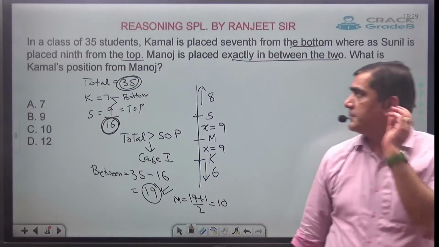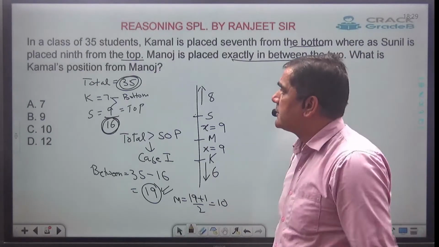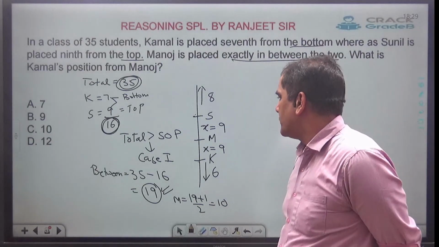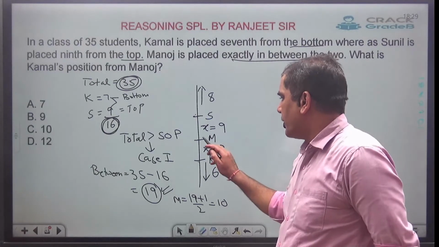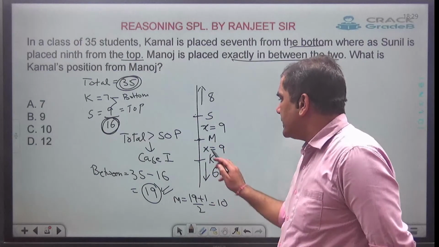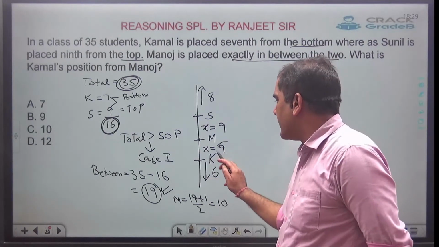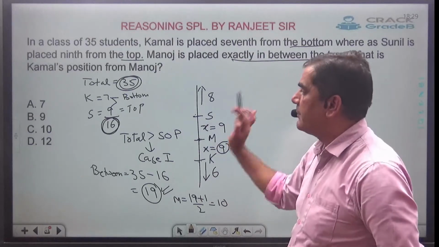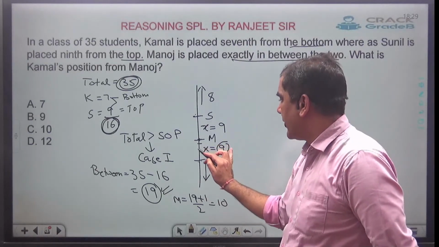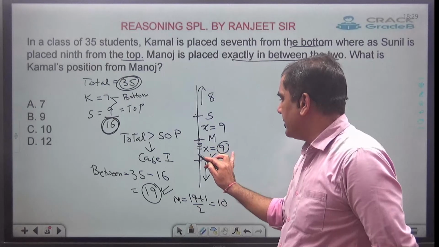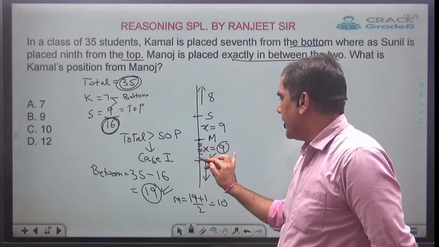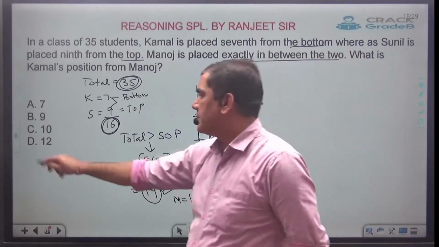Now the question says, what is Kamal's position from Manoj? So from Manoj, we have to find the position of Kamal. In between Kamal and Manoj, we have got 9. So Kamal must be at the 10th place, because in between there must be 9. So Kamal must be at the 10th place, dear. So the answer must be C.